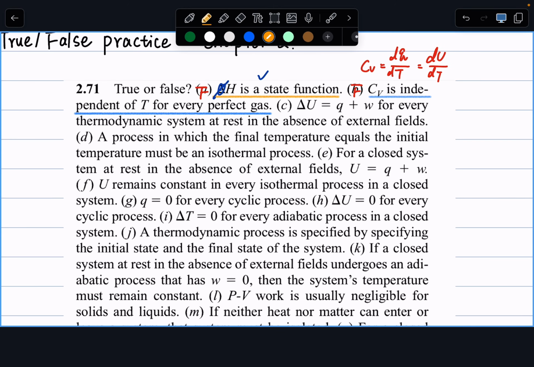Next up: delta U equals Q plus W for every thermodynamic system at rest in the absence of an external field.